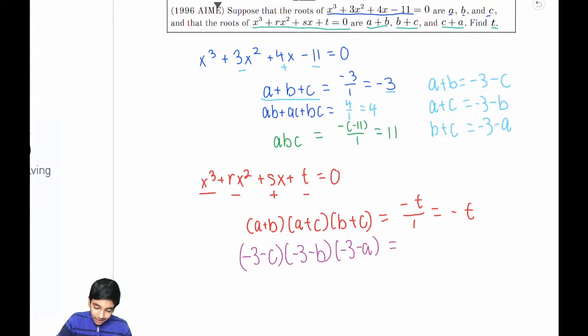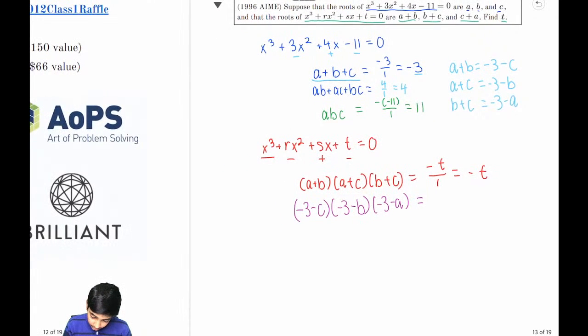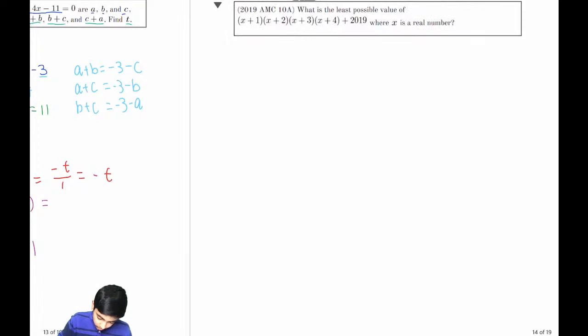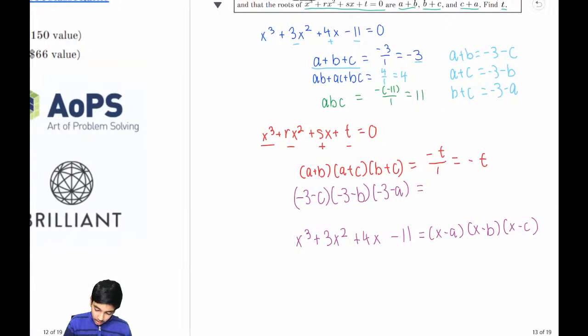So now what can we do really? We can actually plug in negative 3 to our polynomial. Just to clarify what that means, in our polynomial here, we have that x cubed plus 3x squared plus 4x minus 11 is going to be equal to x minus a times x minus b times x minus c. Okay, so now what can we do? Well, we know this is true because of the representation of polynomials.